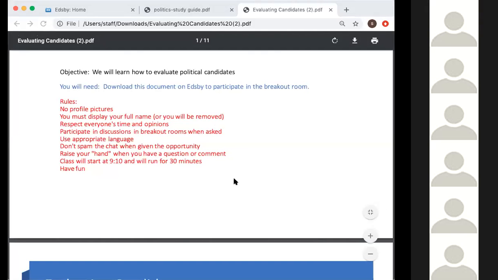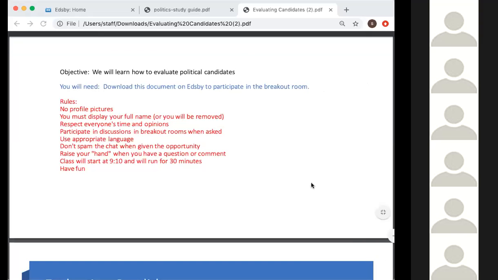Again, just going over the rules. No profile pictures. You must display your full name. If you don't, I unfortunately have to remove you from the Zoom chat. Please be respectful towards everyone. We are going to do quite a bit of breakout rooms today. That's pretty much what we're going to be doing. So please, when I put you in a breakout room, that is your chance to unmute yourself, but you're talking about the assignment that we're doing. Again, as always, use appropriate language. And if you have a question or comment, you can stop me, raise your hand to let me know.